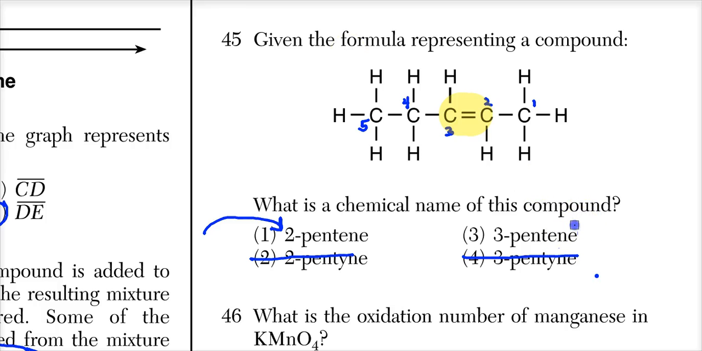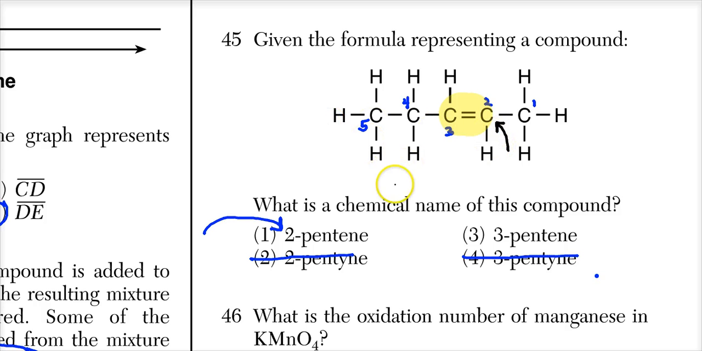But the problem is, is it a 2- or 3-pentene? And as you probably have guessed, in the IUPAC naming system, when we describe where things are, we try to put them on the lowest carbon possible. So I numbered this as 1, 2. Therefore, this double bond starts at the second carbon.